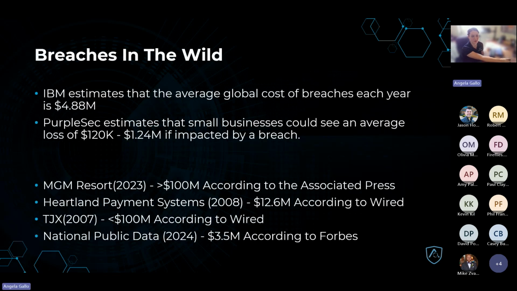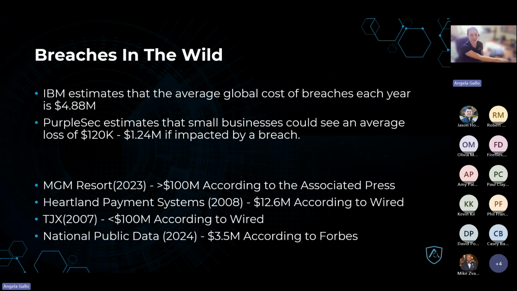When you look at these bullet points, they might not mean a whole lot in the moment, but when we compare them to breaches that we see in the wild, we see IBM, for example, a large organization. IBM estimates that a breach costs $4.8 million a year on average for an organization.